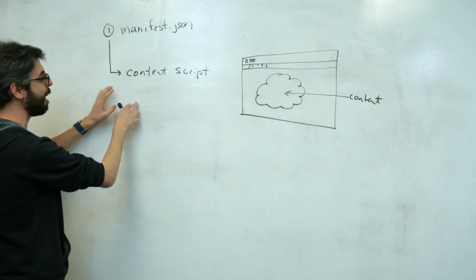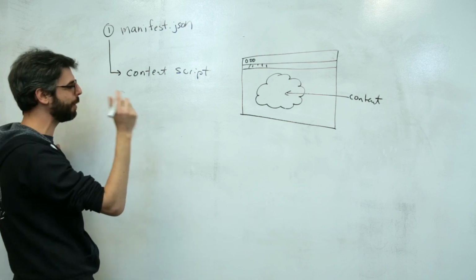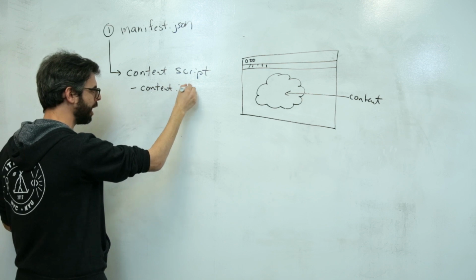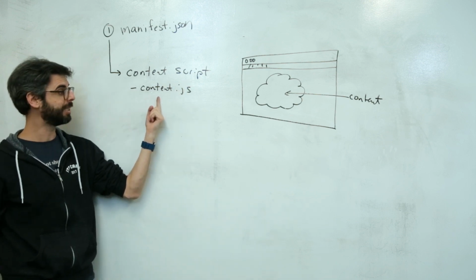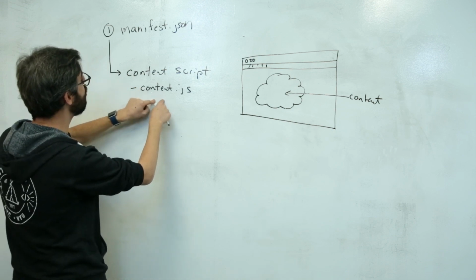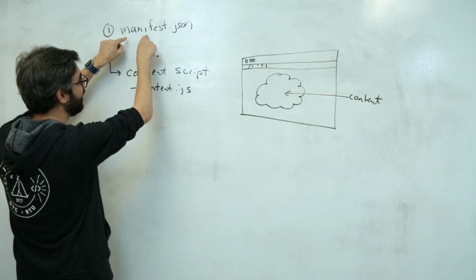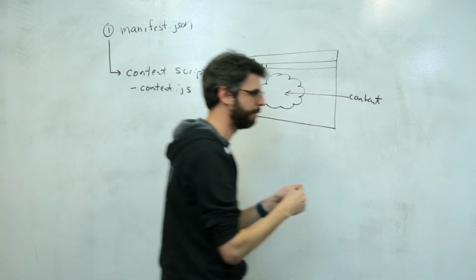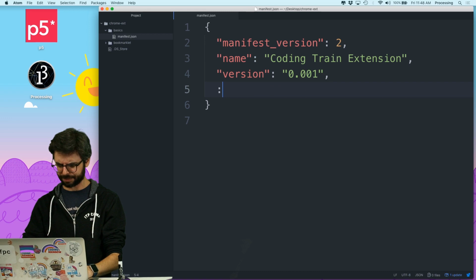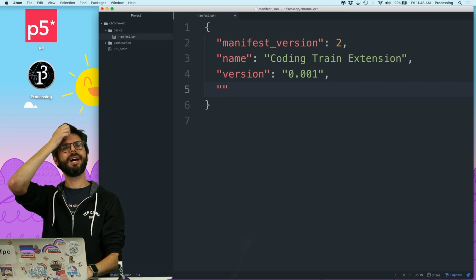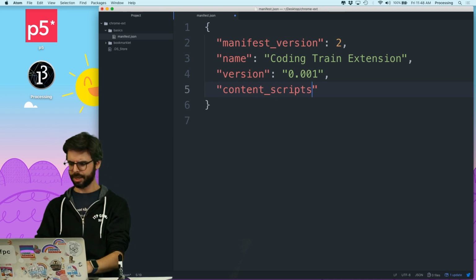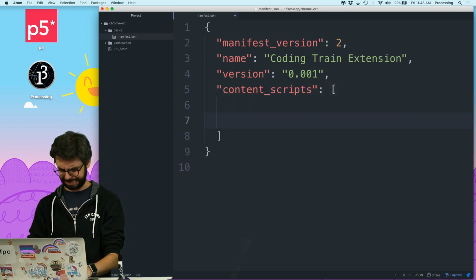So this is the first thing that I want to add. A content script can have a bunch of things associated with it, but I'm going to associate with it just one thing, which is a JavaScript file, content.js. Before we can start writing that JavaScript code, we need to tell the manifest.json file about this content script. So let's add that. I might be getting some of this wrong, but I think I say content scripts, because there can be more than one. And then that's an array.